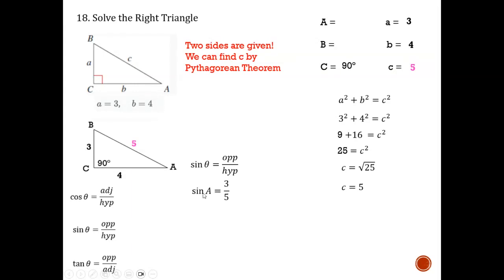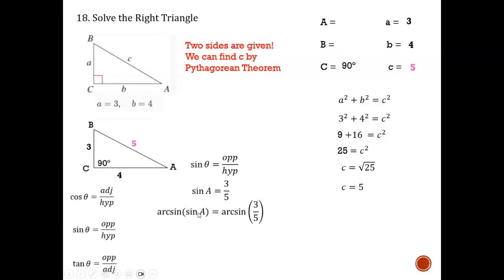Now I want to get the A value. I want to solve for that. So I'm going to take the inverse sine or the arc sine of both sides. I'm trying to cancel the sine and just get the A value by itself. So I do the inverse of sine or arc sine of both sides.